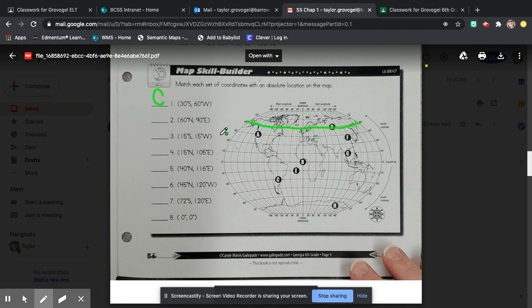Now I'm going to look at 90 degrees east. So if you look at the top, it says that this is the east longitude. So I'm going to find my 90 degree line. I'm going to go ahead and trace it. And where the 2 lines overlap is our exact location. So number 2 is the absolute location for spot D on the map.